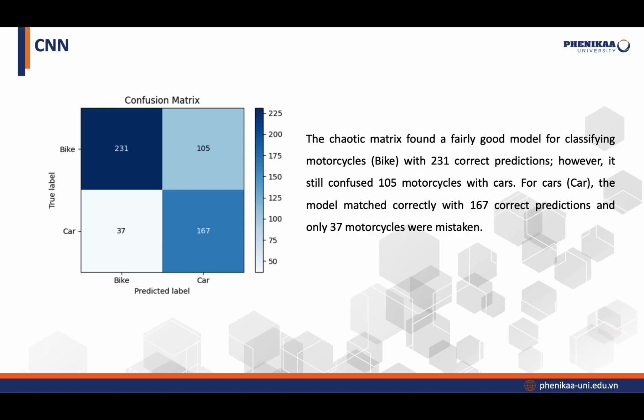The confusion matrix found a fairly good model for classifying motorcycles with 231 correct predictions. However, it still confused 105 motorcycles with cars. For cars, the model matched correctly with 167 correct predictions and only 37 motorcycles were mistaken.